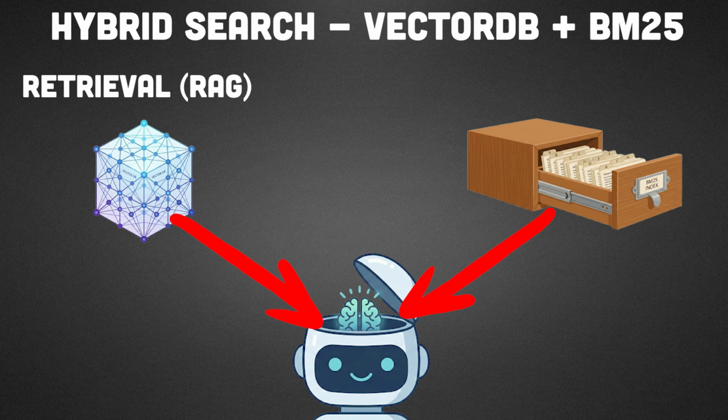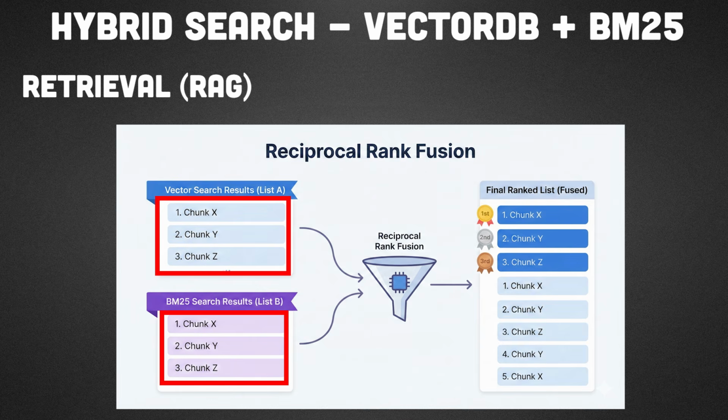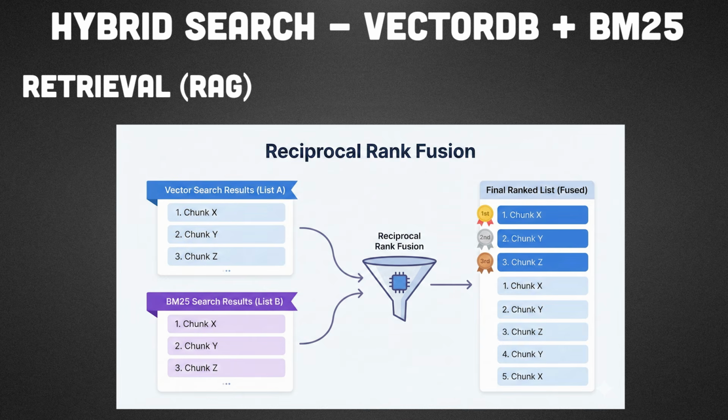So when you ask a question, we search both indexes, vector store and BM25. Each one returns a ranked list for the most relevant text chunks. And now we combine these two lists. We do that in a very smart and specific way. This is called Reciprocal Rank Fusion. If a chunk appears high in both lists, it gets a higher combined score. If it only ranks high in one, it still makes it in, but with a lower score.